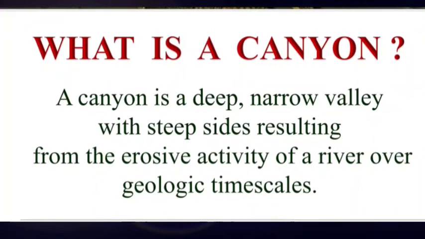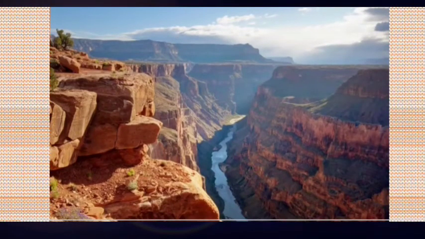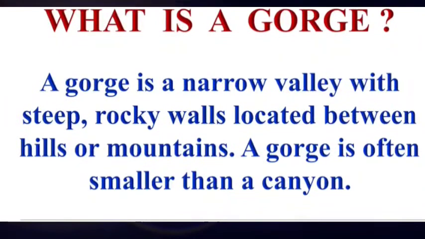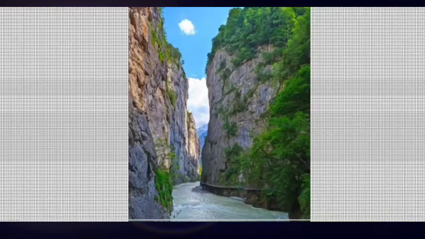What is a canyon? A canyon is a deep, narrow valley with steep sides resulting from erosive activity of a river over geological timescales. You can see these pictures. What is a gorge? A gorge is a narrow valley with steep rocky walls located between hills or mountains. A gorge is often smaller than a canyon. See these pictures?